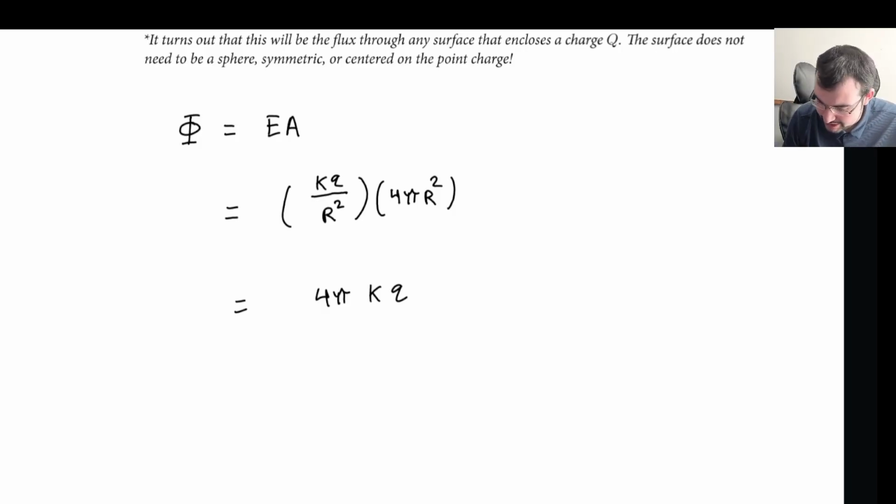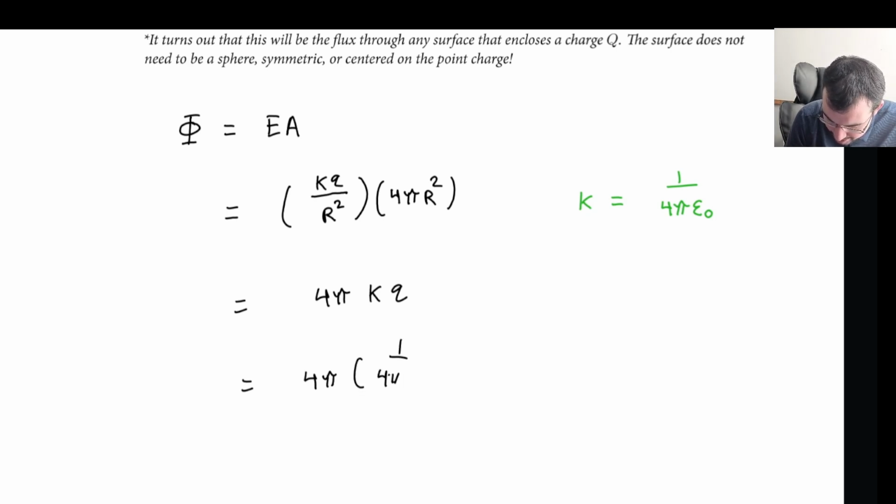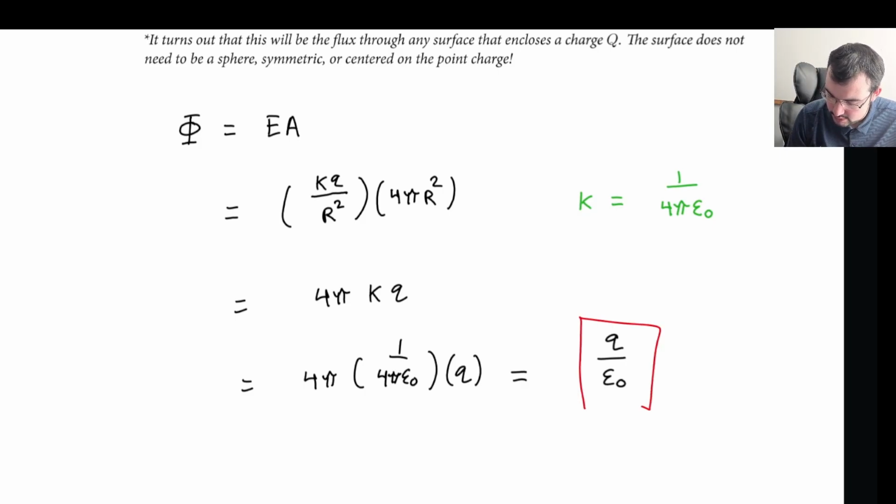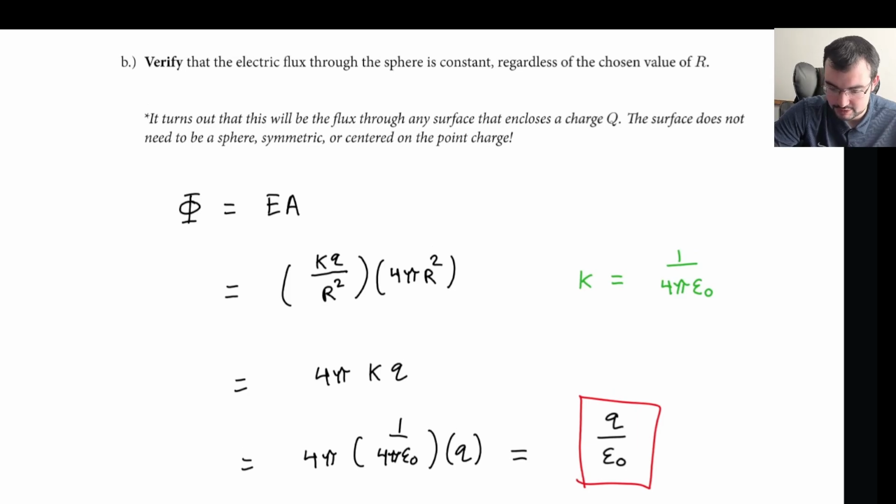And we can actually simplify this even further, because we can remember that this Coulomb constant k is defined in terms of the permittivity of free space as follows. So we get a 1 over 4 pi epsilon naught. So we get 4 pi times 1 over 4 pi epsilon naught times q, which is just q divided by epsilon naught, because the 4 pi's cancel. And notice this is not a variable expression. So I could draw as big of a sphere as I wanted to, and I still get q over epsilon naught as the flux.